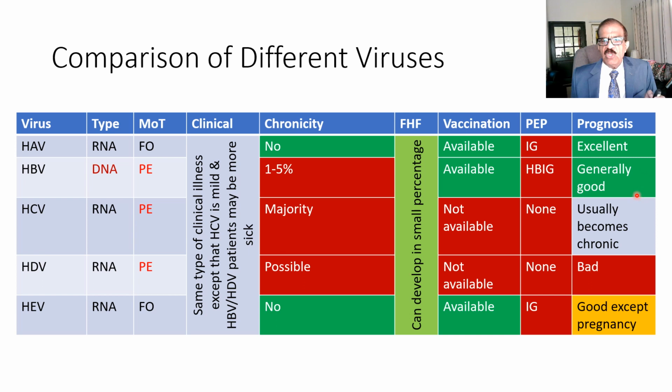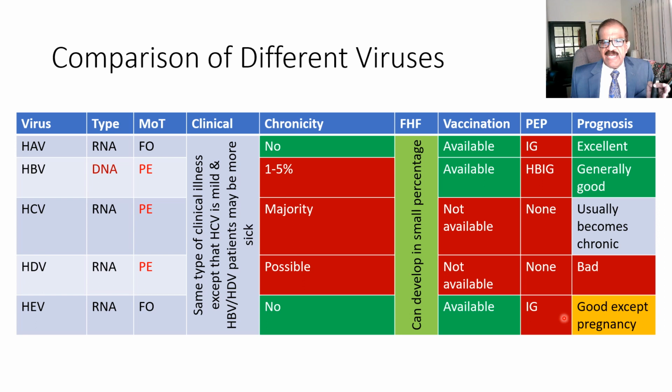In hepatitis B, generally good, although the patient has to go through a lot of problems, 6 to 8 weeks, but generally the patient recovers. May become chronic. Hepatitis C actually becomes chronic very often. And prognosis in hepatitis D superimposed on B is very bad, and hepatitis E has good prognosis, except that it may become chronic in some cases.